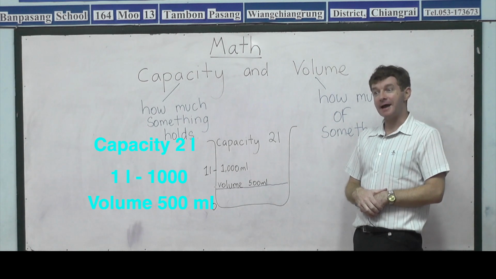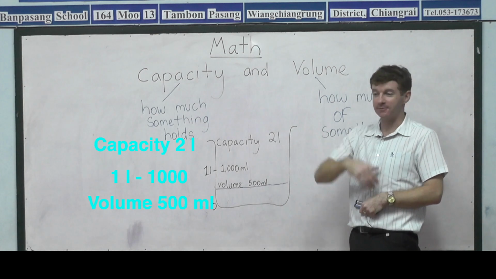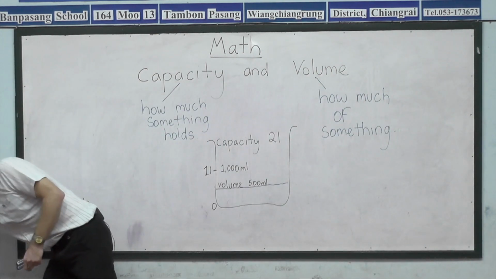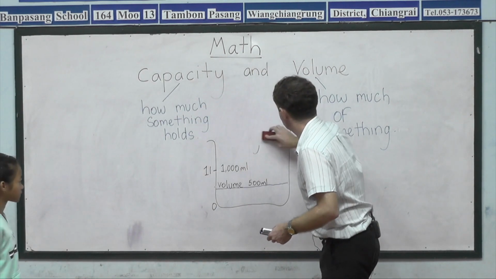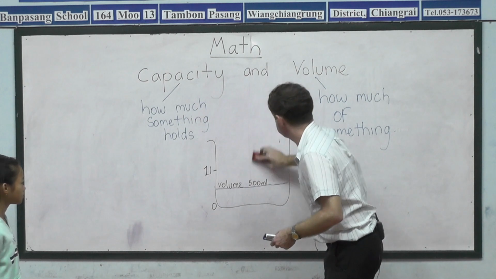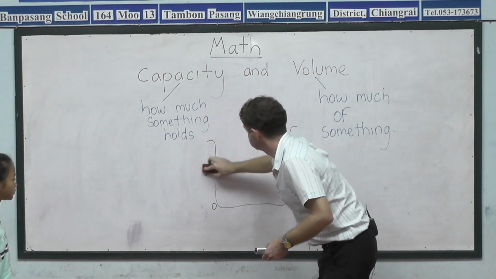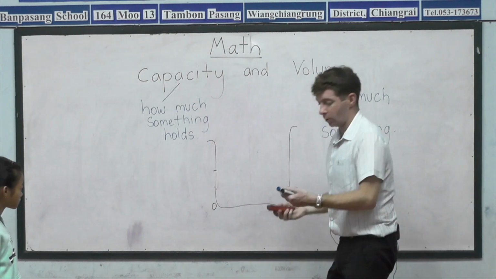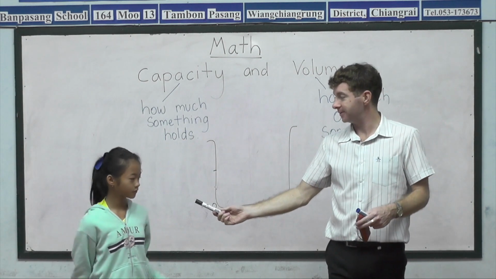Yes. Now I would like a volunteer. Who would like to volunteer? Come forward. We'll do one more. Now I will rub out our capacity. I will rub out our volume. And we will keep zero. Zero is always at the bottom.